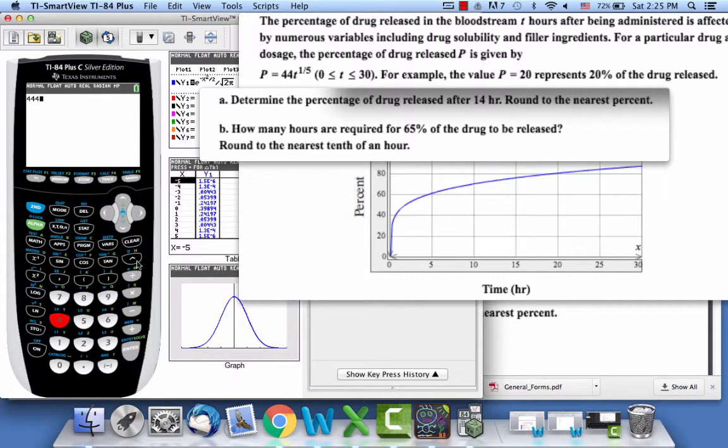44, whoops, that's too many, times 14 to the power of. If your calculator jumps up like that, then you can just put the 1 divided by 5. To get back out of it, you click the right arrow. If it doesn't do that, then you need a parentheses around the 1/5 to let it know that 1/5 is your power. So 75 is the percentage when we round.